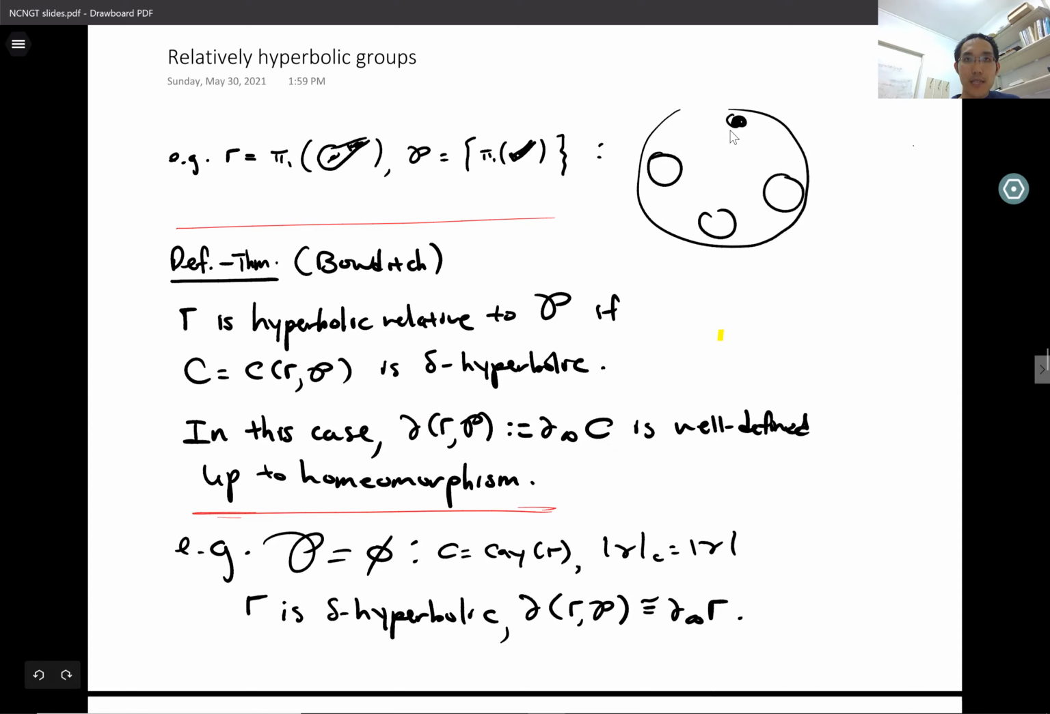For example, for this cusped torus group example, the cusp space is quasi-isometric to the hyperbolic plane, and the Bowditch boundary we can see as the boundary circle of the hyperbolic plane. When we have no peripheral subgroups, C is going to be exactly the Cayley graph. There are no combinatorial horoballs. The cusp word length is the usual word length, and gamma being relatively hyperbolic relative to the empty set is exactly the same notion as gamma being delta hyperbolic. And in this case, the Bowditch boundary is the Gromov boundary of gamma.